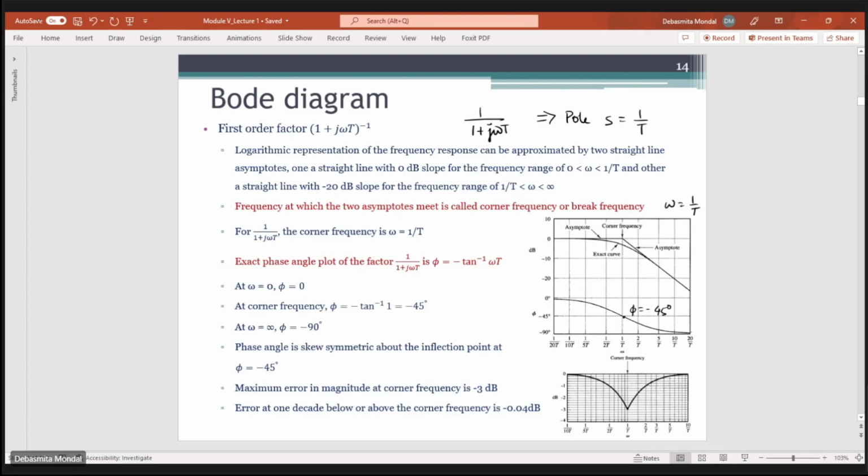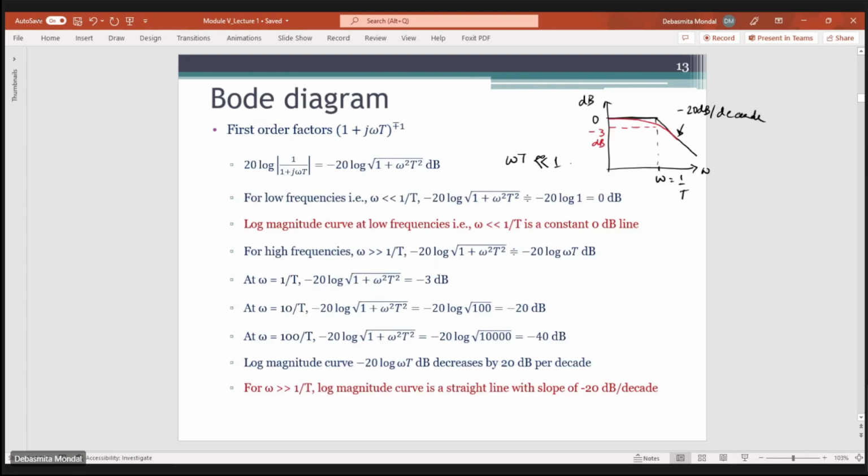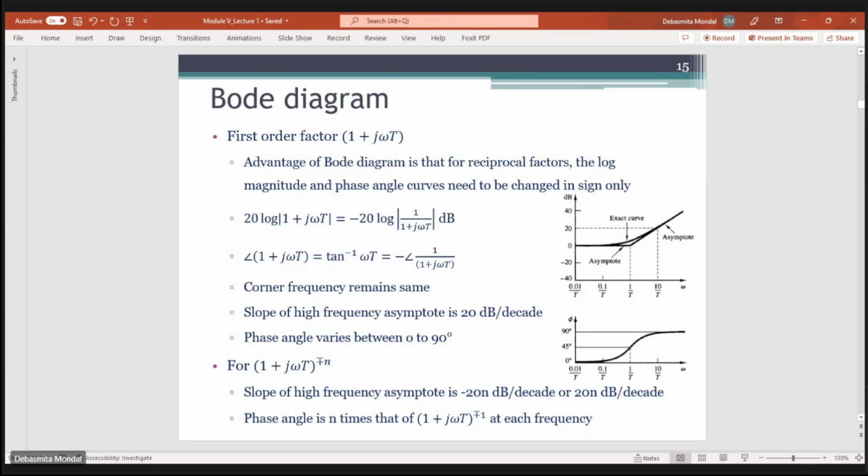In the previous case, the magnitude was minus 20 log square root of 1 plus omega square t square. If now the open loop transfer function G j omega is 1 plus j omega t, then this will become plus 20 log of the square root of 1 plus omega square t square. So 20 log of 1 plus j omega t will be equal to minus 20 log of the reciprocal factor. Similarly, the same thing holds true for the phase curve also, and in both the cases the corner frequency remains the same, omega equals 1 by t.